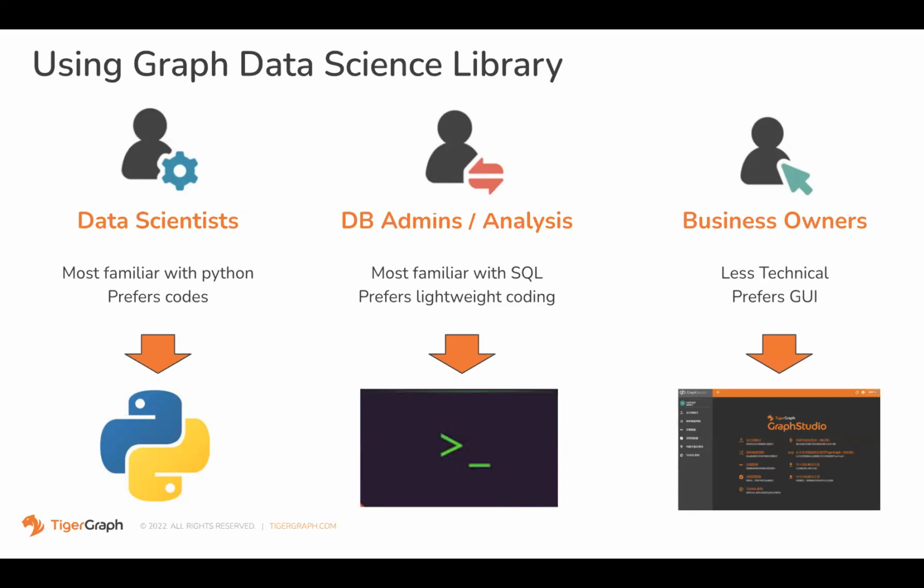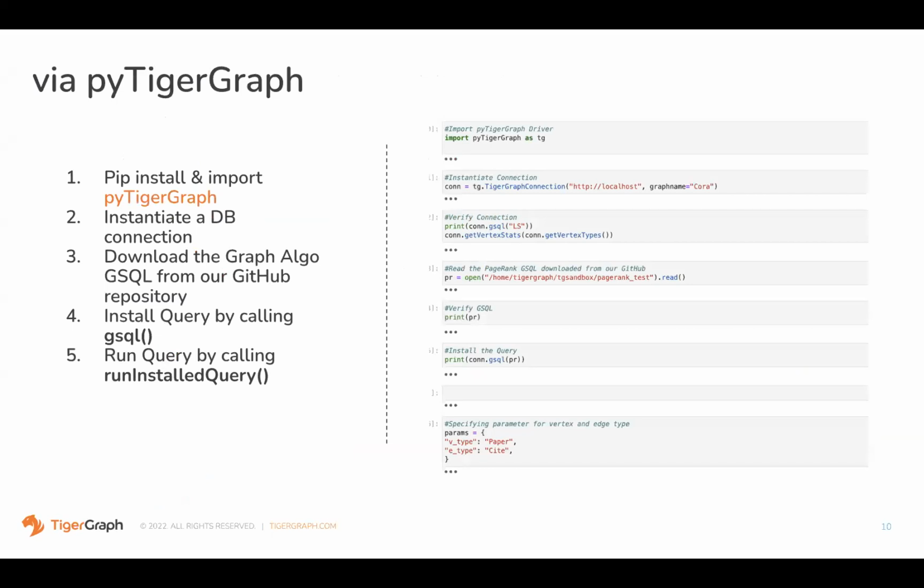And now I just want to quickly show how to run a graph algorithm in Python or from the GSQL terminal. So for a quick summary, to run an algorithm from TigerGraph, we need to first do a pip install and import our Python drivers from your notebook. And then we make a connection to the TigerGraph DB. We would then download the GSQL source code from our GitHub repo and run the Python functions needed to install and run the query. So let me show you an actual example.